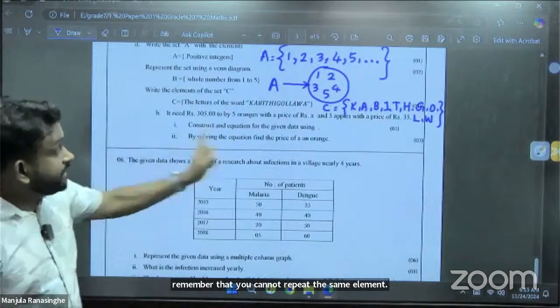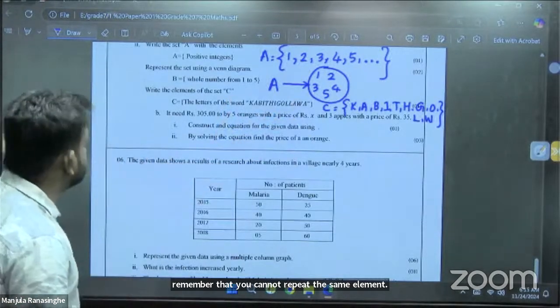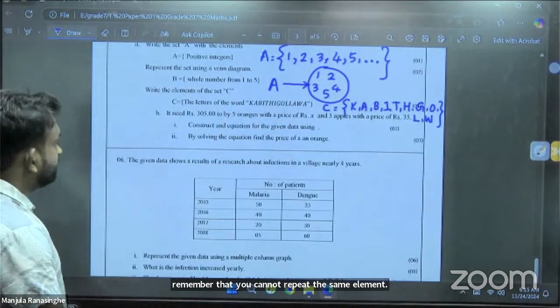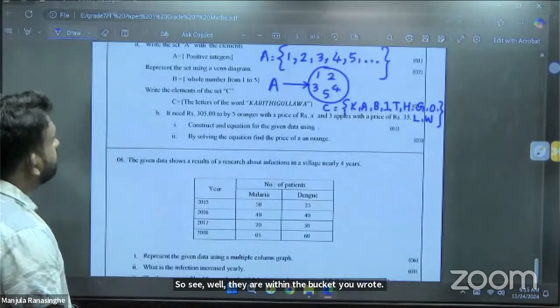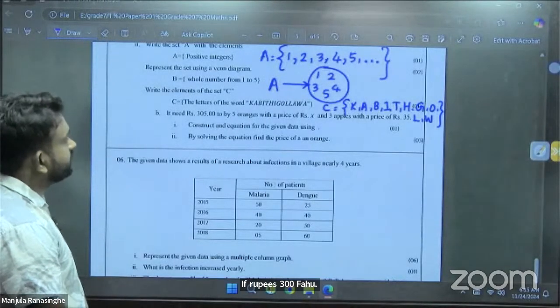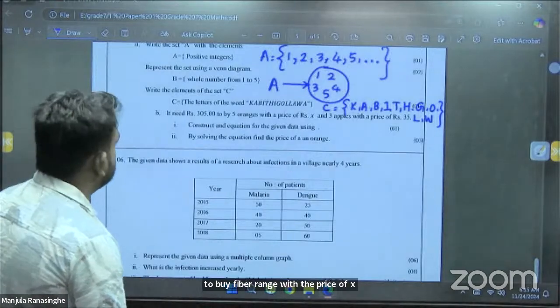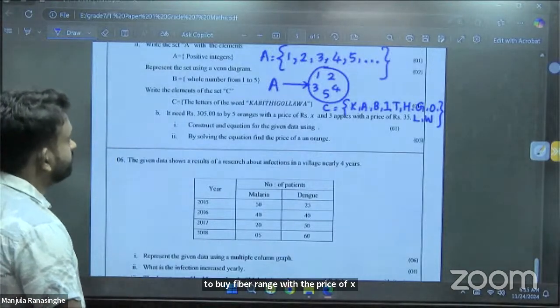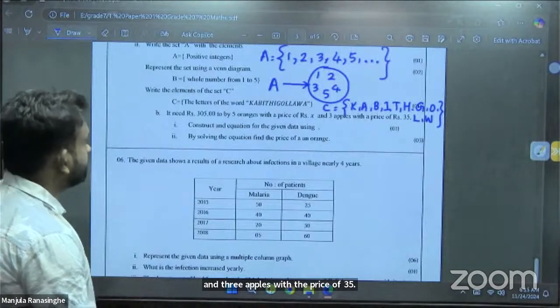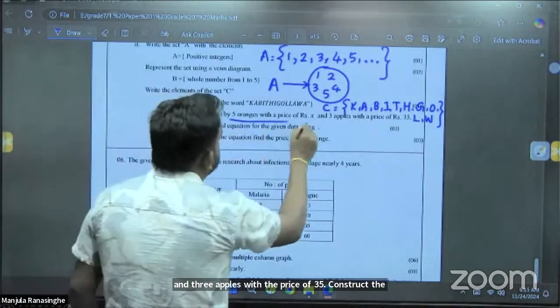So C equals, within the bracket you write the letters. If rupees 305 is needed to buy 5 oranges with the price of x and 3 apples with the price of 35, construct the equation for the given data. 5 oranges with price x.